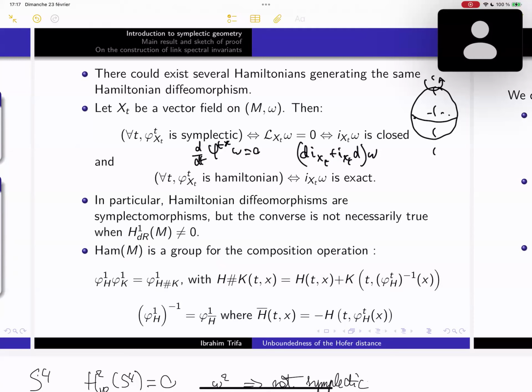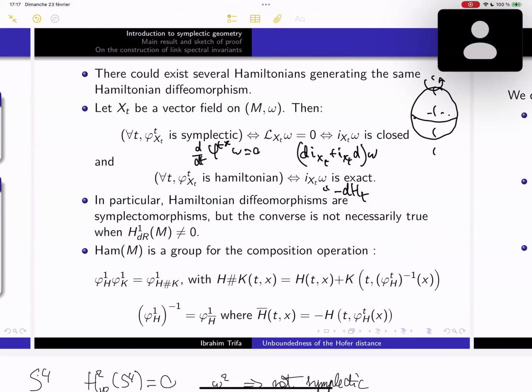And if you remember the definition of the Hamiltonian vector field X_{H_t}, it was defined such that i_{X_t} omega is equal to minus dH_t. So this is exact, in particular closed. So therefore, any Hamiltonian diffeomorphism preserves the symplectic form and is a symplectomorphism.